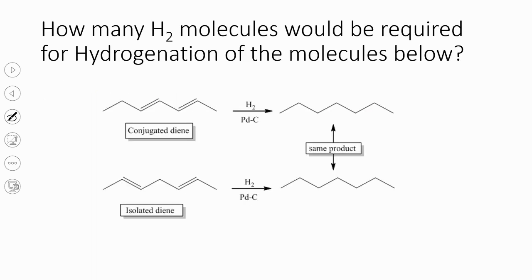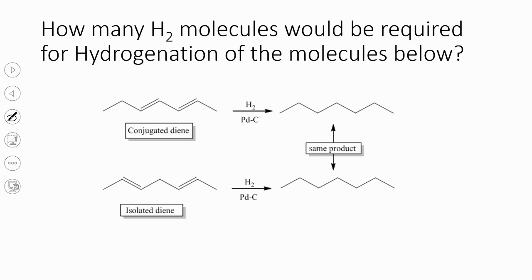Okay, so let's look at these two different molecules, the hydrogenation of these two different molecules. How many molecules of hydrogen would I need to hydrogenate this molecule? Good, 2. And how do you know that? Because there's 2 double bonds. So I would need 2 molecules of hydrogen to fully hydrogenate this molecule.